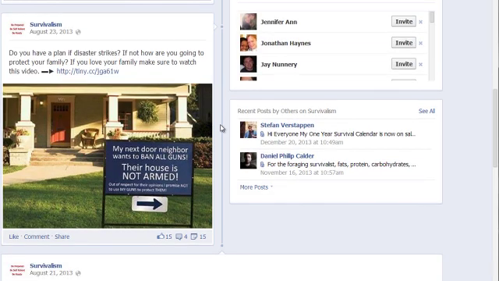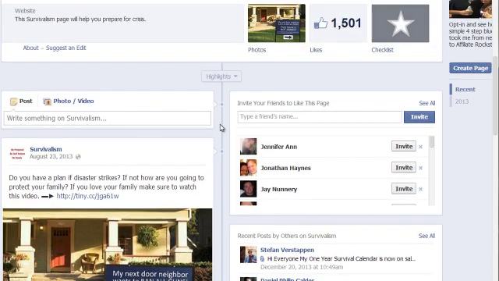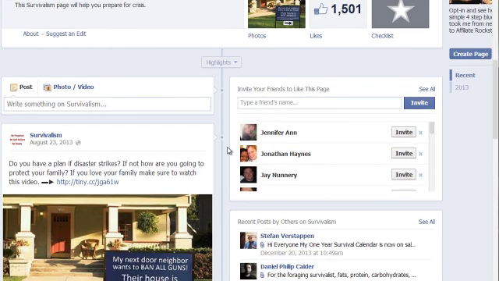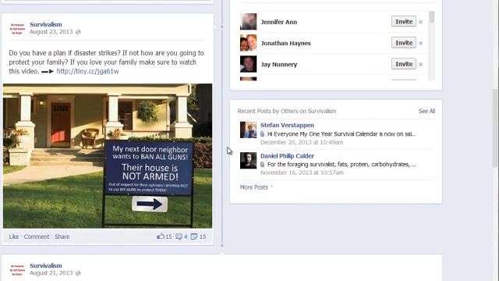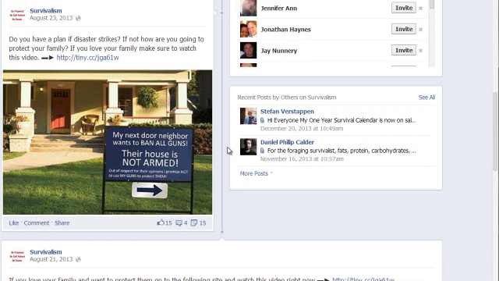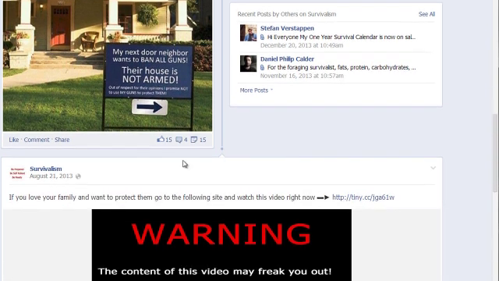So what we're looking for is how engaging their community is. As we can see, they don't have a lot of likes. They only have 1,501 likes. But if the community is fairly active within that number itself, that's a good sign. So, for example, we see that this site is not necessarily updated as much, but they are getting a lot of likes, a lot of shares, and a lot of comments.